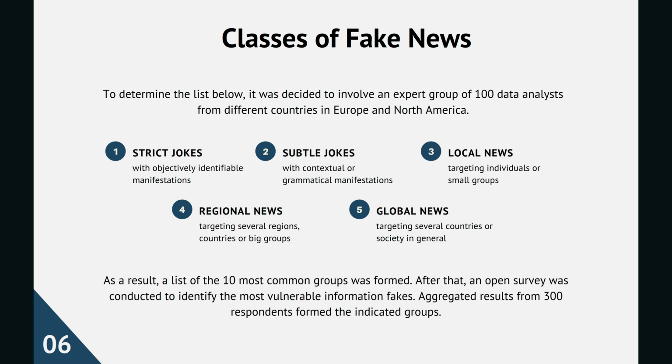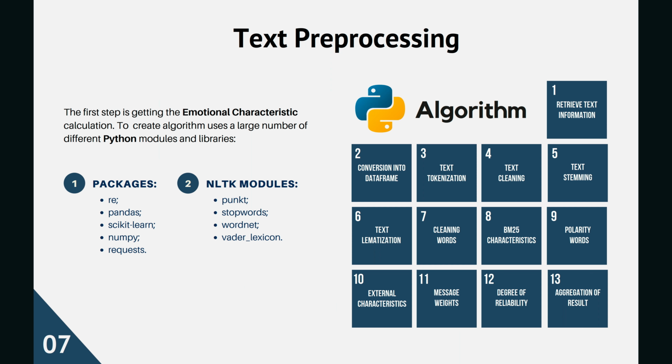Following this, an open survey was conducted to identify the most susceptible types of information falsification. The aggregated responses from 300 participants were used to form these identified groups: jokes, strict jokes, subtle jokes, local news, regional news, and global news. Having identified the features of fake information, we can now move on to developing a set of characteristics that will serve as input values for models.